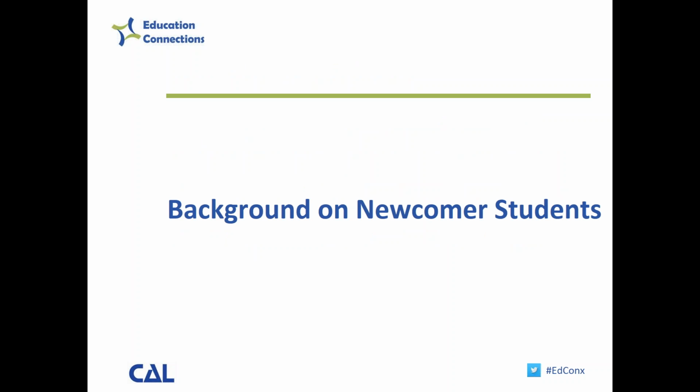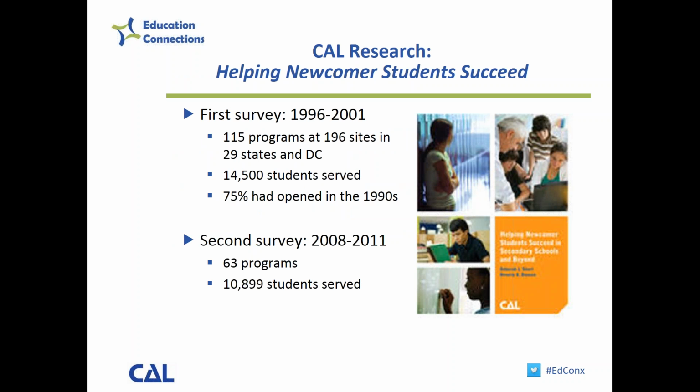I'd like to talk about the background of newcomer students. The Center for Applied Linguistics has done extensive research on newcomers, and you can find this research in a book by Short and Boyson called Helping Newcomer Students Succeed. Short and Boyson did two surveys, the first from 1996 to 2001, at which point they found 115 programs at 196 sites in 29 different states and the District of Columbia. During those years, 14,500 students were served, and 75% of those centers had opened in the 1990s. Their second survey was done from 2008 to 2011, at which time they identified 63 programs and 10,899 students being served.